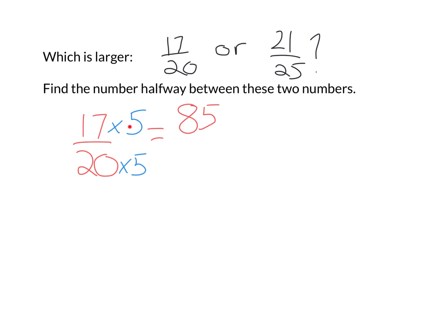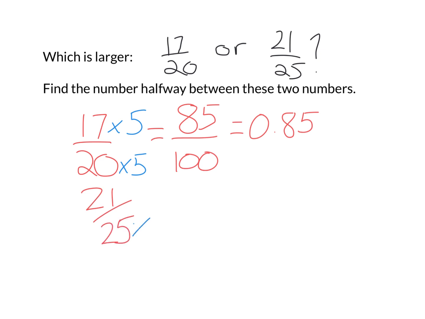Remember, multiplying by 5, you can multiply it by 10, 170, and then halve it. 20 times 5 is 100. So 17 over 20 is 0.85. On the other hand, 21 over 25. Well, I can times by 4 to get to 100. So if I times the bottom by 4, I times the top by 4. Timesing by 4, double 21 is 42, double it again is 84. 25 times 4 is 100. So 21 over 25 is 0.84.